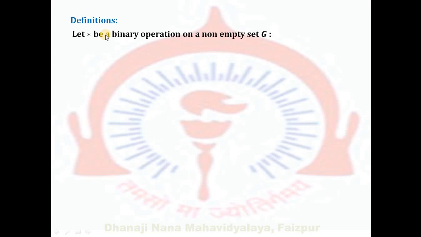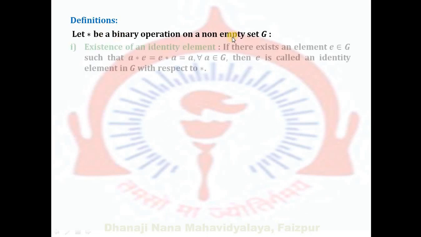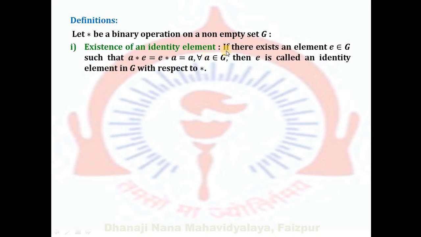Now next definition. Let star be a binary operation on a non-empty set G. Then existence of an identity element. If there exists an element e belonging to G such that a star e is equal to e star a, that is equal to a, for all a belonging to G, then e is called an identity element in G with respect to operation star. So e satisfies the condition a star e is equal to e star a, equal to a, for all a belonging to G.